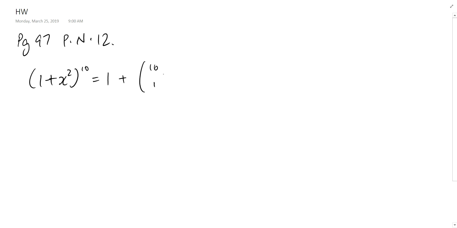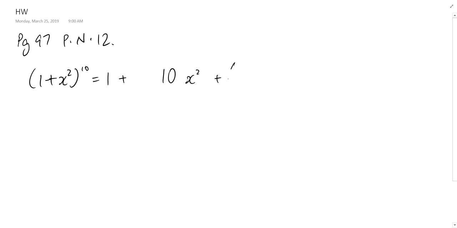Now 10 choose 1. Okay, 1 to the power of 9. Do you bother writing 1 to the power of 9? Don't bother. Next one is (x squared) to the power of 1. Don't need to write the power of 1 also, right? And we also know that 10 choose 1 is simply 10. So I've got two terms already.